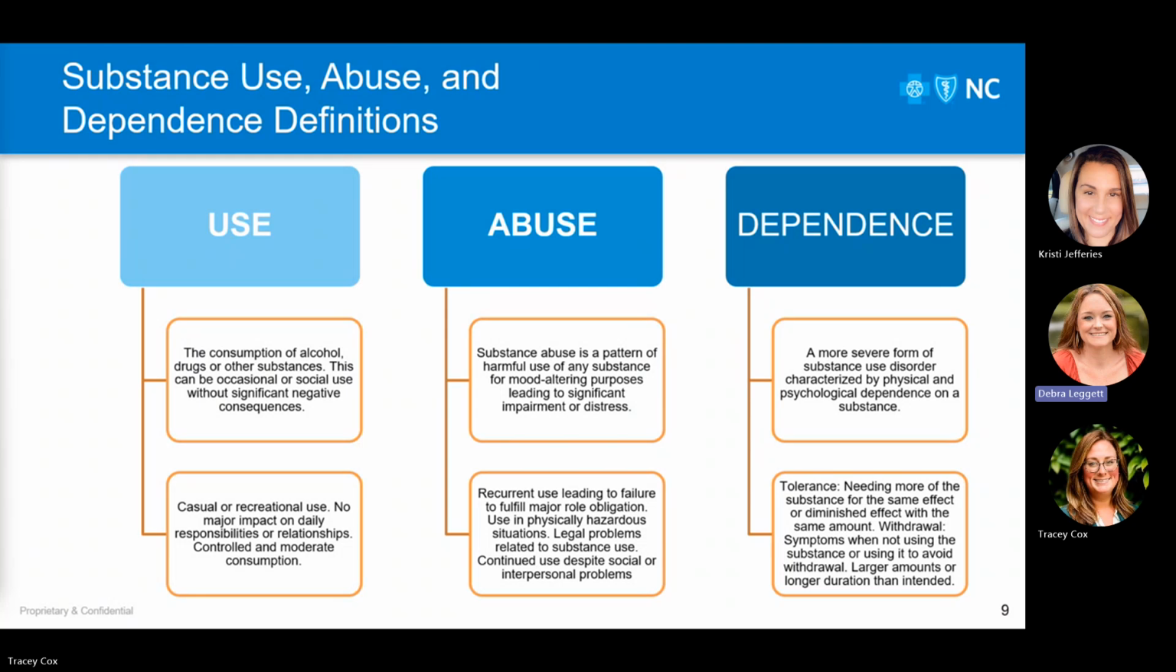Finally, dependence is a more severe form of substance use disorder. It is marked by physical and psychological dependence on a substance. Characteristics include tolerance, where more of the substance is needed to achieve the same effect or there is a diminished effect with the same amount. Withdrawal symptoms when not using the substance or using it to avoid these symptoms, using larger amounts or for a longer duration than intended, persistent desire or unsuccessful efforts to cut down or control use, significant time spent obtaining, using, or recovering from the substance, giving up or reducing important social, occupational, or recreational activities, and continued use despite knowing it causes physical or psychological problems.